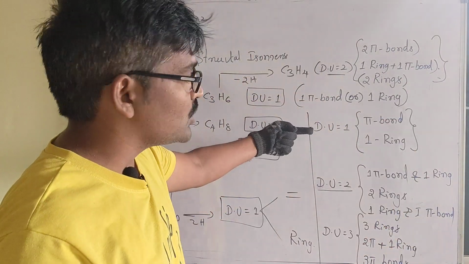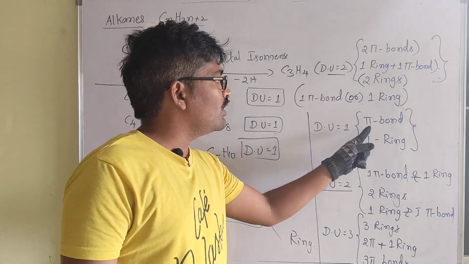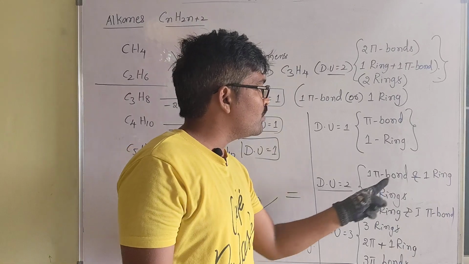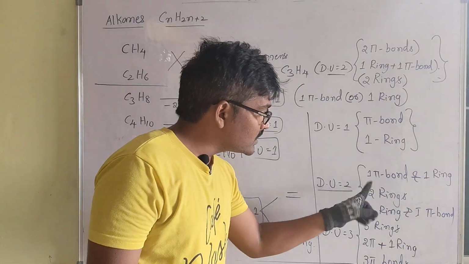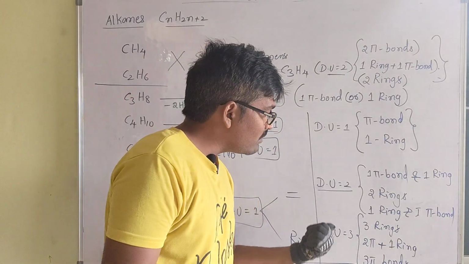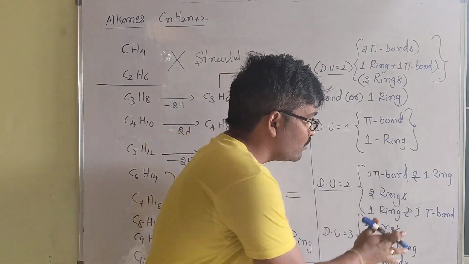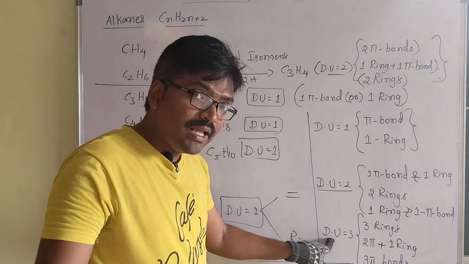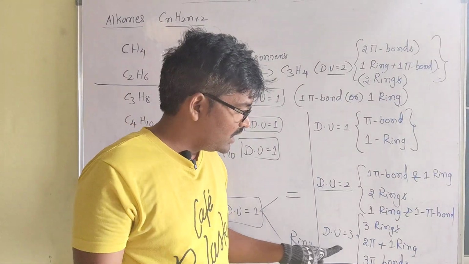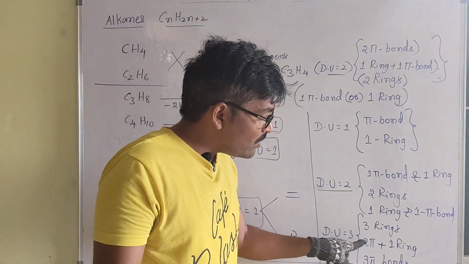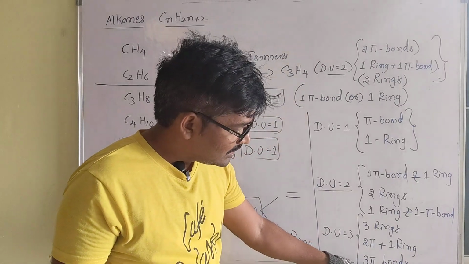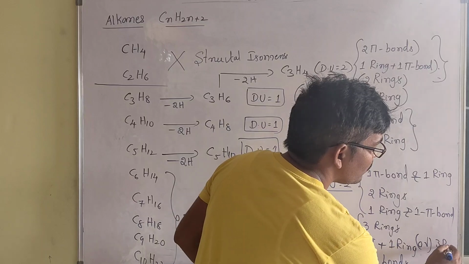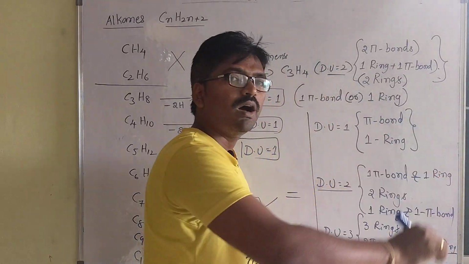So, degree of unsaturation equal to 1: 1 pi bond or 1 ring is possible. Degree of unsaturation equal to 2: then 1 pi bond and 1 ring, then 2 rings are also possible, or otherwise 1 ring and 1 pi bond. Or degree of unsaturation equal to 3: then 3 rings, 2 pi bonds and 1 ring, or otherwise 3 pi bonds. That you have to remember, my dear students.